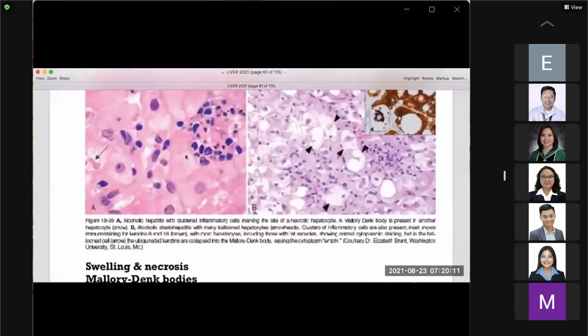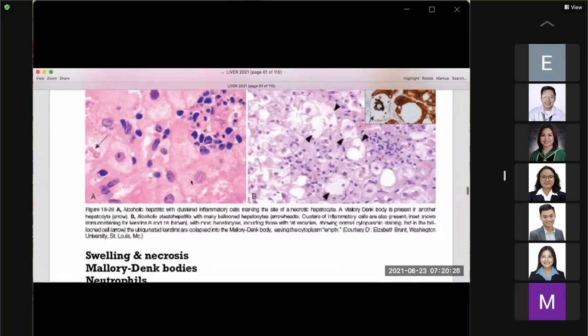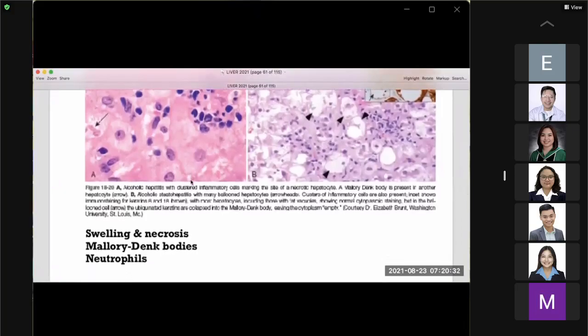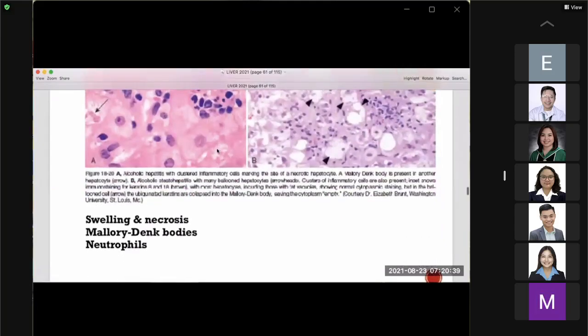You have enlarged liver cells and the presence of Mallory-Denk bodies, no? This is like this one, okay, Mallory-Denk body in alcoholic hepatitis, okay, and presence of infiltrates, neutrophilic infiltrates at that, okay.